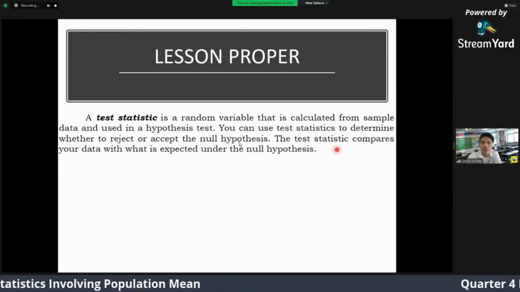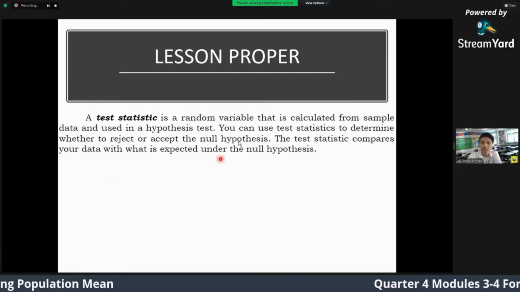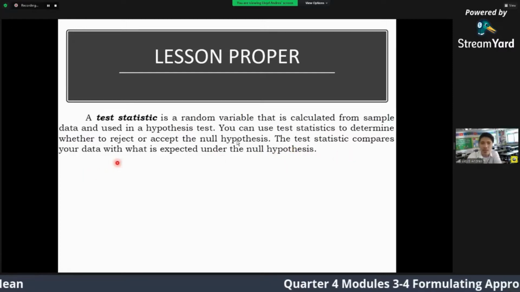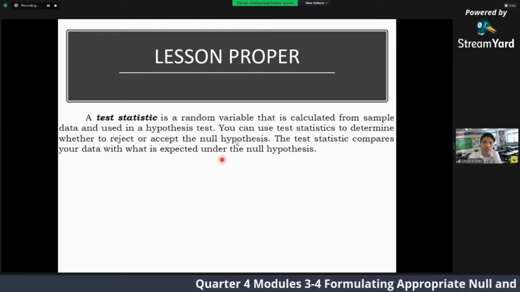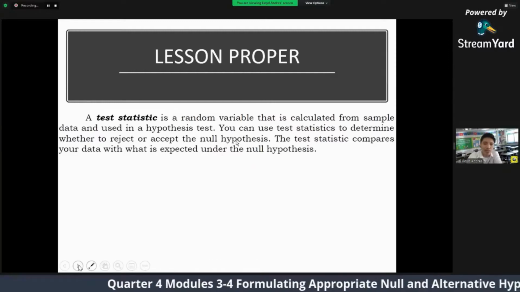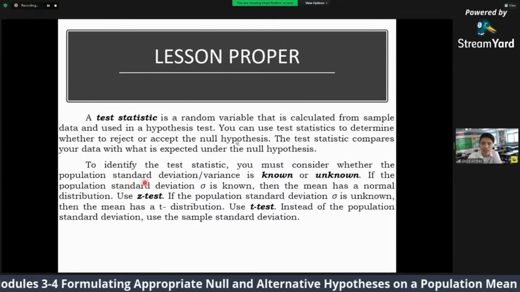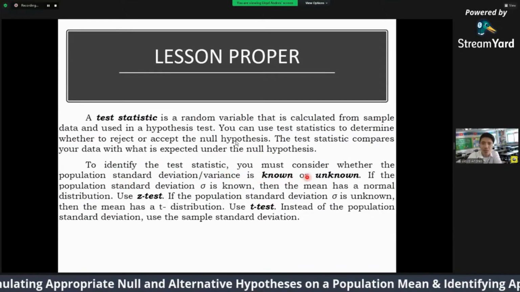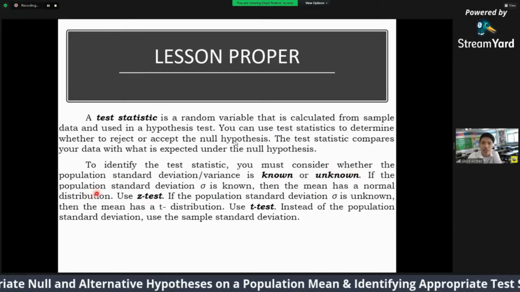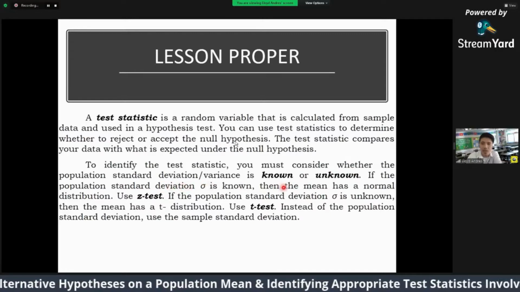So the test statistic compares your data with what is expected under the null hypothesis. To identify the test statistic, you must consider whether the population standard deviation is known or unknown.